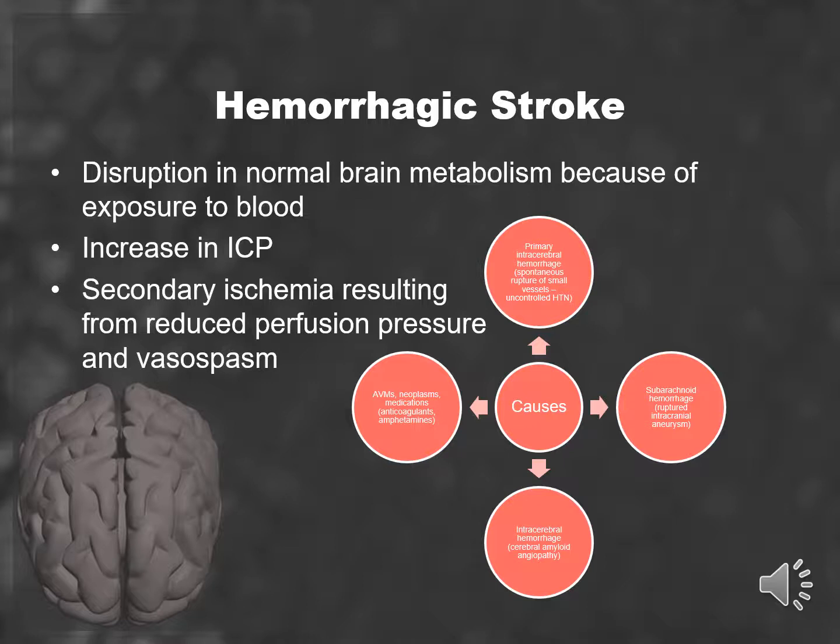Some of the other causes include arteriovenous malformations, cancers, even some medications like anticoagulants. Another would be a subarachnoid hemorrhage from something like a ruptured aneurysm. And there are even some angiopathies that can cause intracerebral hemorrhage as well. But again, the most common cause for a hemorrhagic stroke is uncontrolled hypertension.